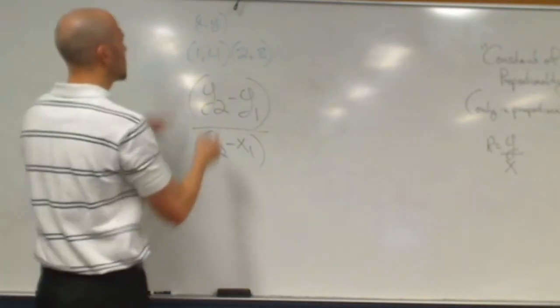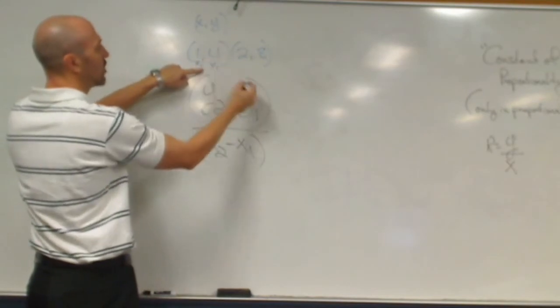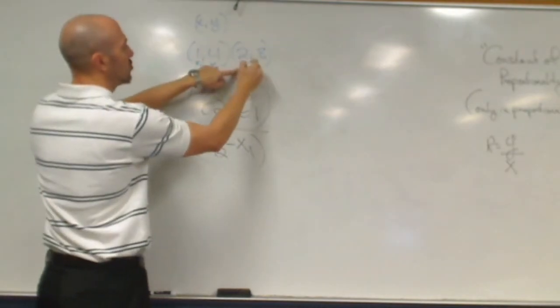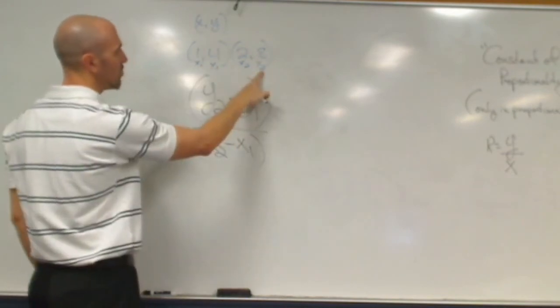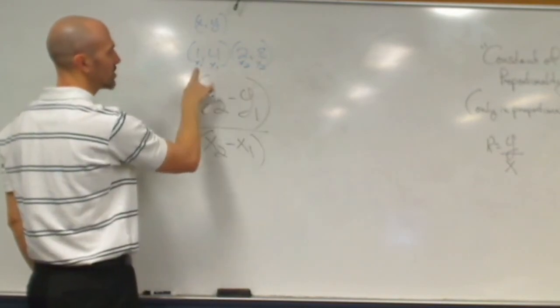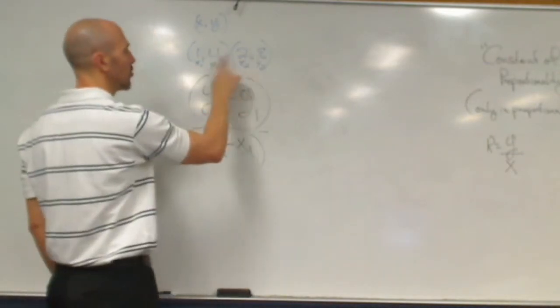So this is your first x, this is your x1, and this is your y1. This is your x2, and this is your y2. So it's going to be y2 minus y1 over x2 minus x1. And what I did was just develop a rhythm when I was a kid where I would just go boom, boom, boom, boom.